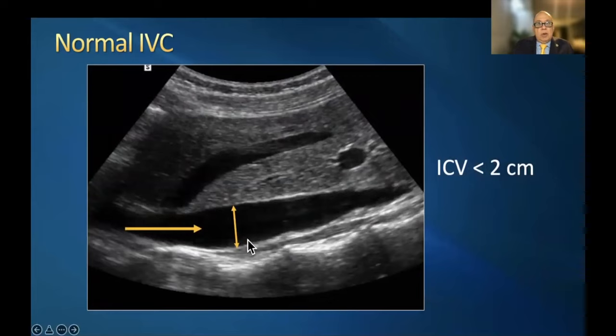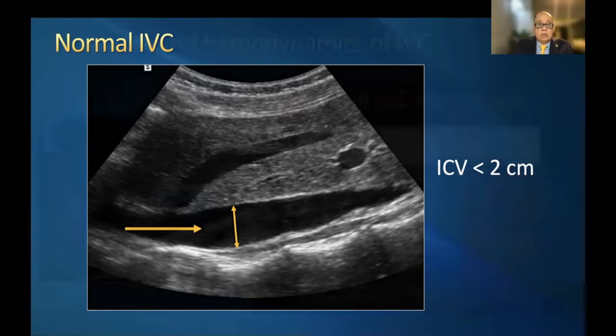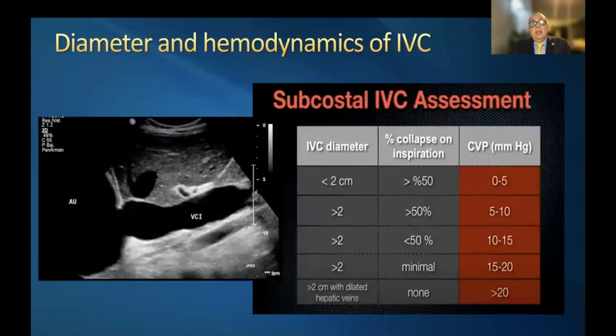It's necessary to make measurements of the normal vena cava. The recommendation is to perform the measurement 2 centimeters distal to the diaphragm. And the measurement here must be under 2 centimeters. This is important, for example, in order to study the hemodynamic state. By studying the IVC, we are studying the heart. We are studying the right heart.